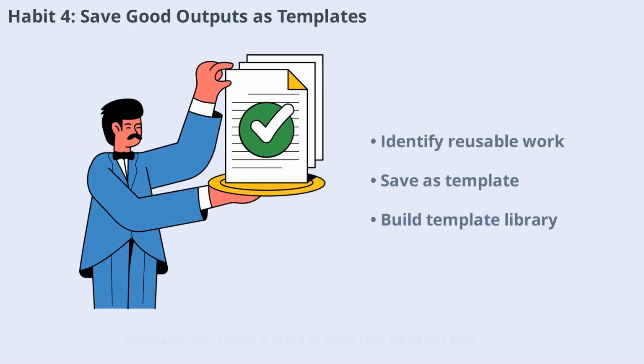Whenever you create a piece of work that turns out well, ask yourself if you'll need to do something similar again. If so, save it as a template in your Templates folder. Over time, this builds a library of your best work, making future tasks faster and easier.